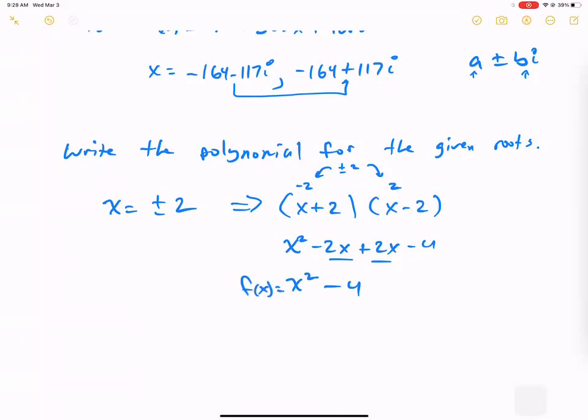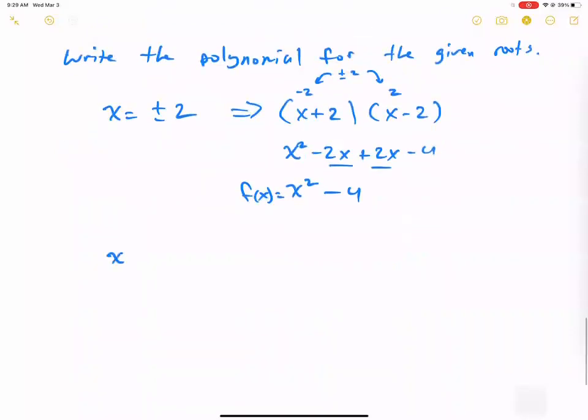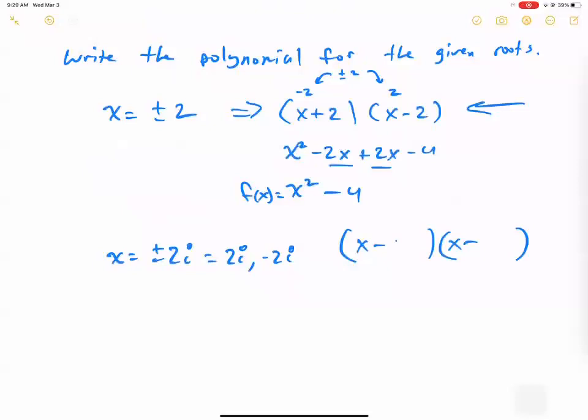Well, what if this was imaginary? If this was an imaginary problem, I'm going to change that 2 to x is equal to plus and minus 2i now. So my roots are going to be 2i and negative 2i. Here's our skill. We go back and do exactly what we did up on top here. We do parentheses, x minus, and let's plug it in: 2i and negative 2i. What happens to the negative? This becomes x plus 2i.